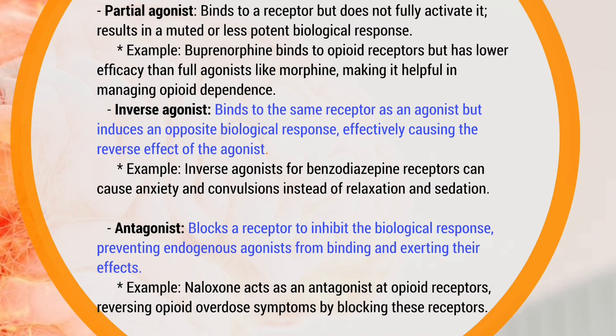For example, buprenorphine binds to opioid receptors but has lower efficacy than a full agonist like morphine, making it helpful to manage opioid dependence. So now you know why buprenorphine is usually helpful in managing opioid dependency.